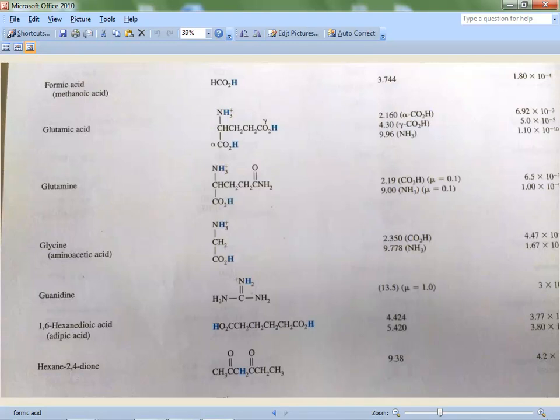So how do you pick it? All you do is pick the buffer whose pKa is closest to, what number did I say? 2.2. So, yeah, I thought I saw something close to 2.2. There it is. Yeah, I did see something way up there. Glutamine. You'd use the glutamine buffer. Okay. So that's how you pick a buffer.